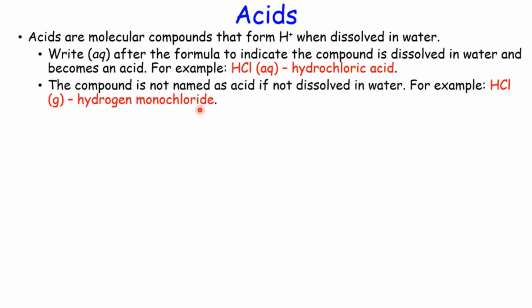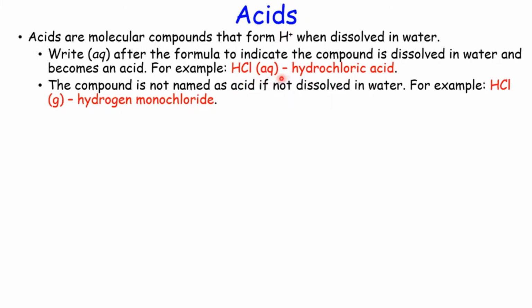But if it does not dissolve in water, let's say HCl, if it's in gaseous phase, it's not an acid. You have to call that using the rules we just talked about a short while ago. The first one is hydrogen. We don't say mono because it's the first one. And the second one is a chloride, but we have to use mono on the second one. So therefore, it should be hydrogen monochloride.